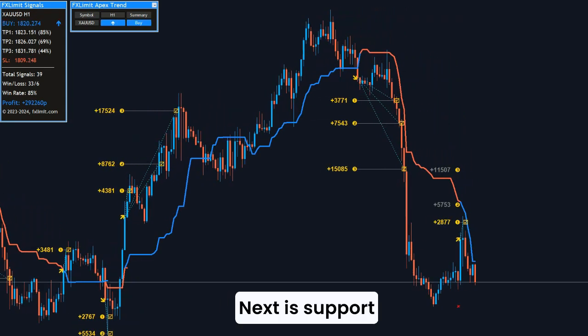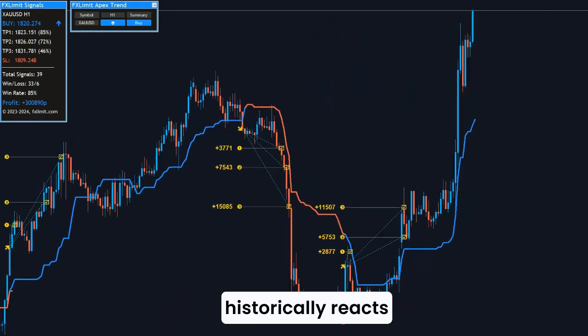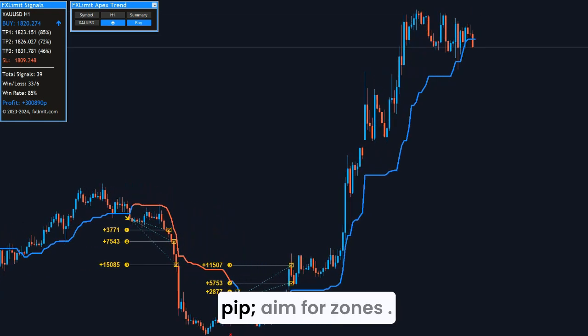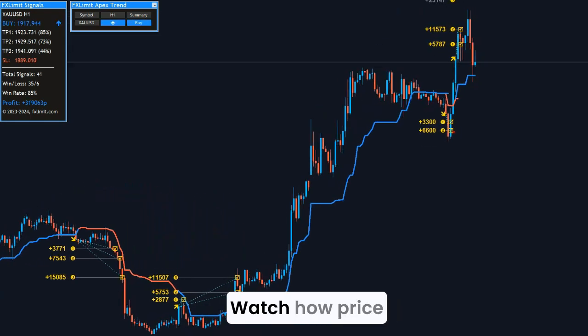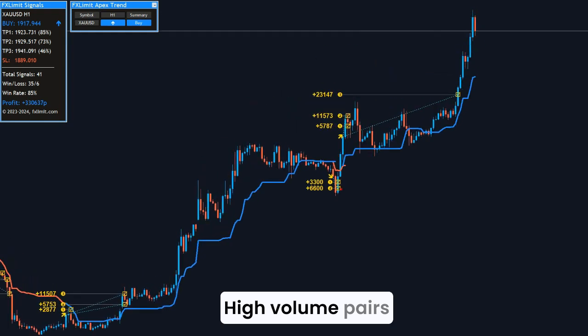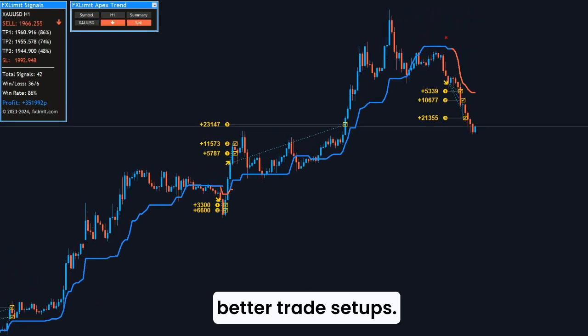Next is support and resistance. These horizontal zones where price historically reacts are critical. Draw them clearly. Don't chase the exact pip, aim for zones. Watch how price behaves as it nears these areas. High-volume pairs respect these levels more consistently, giving you better trade setups.